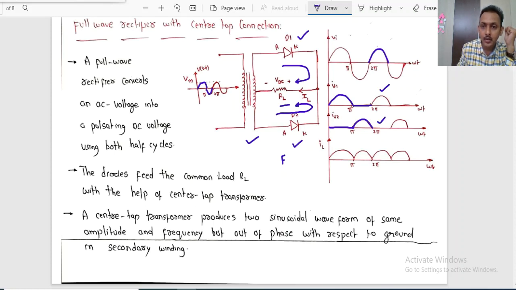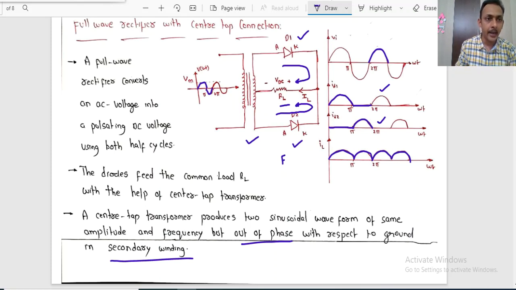Like this, at any point of time the current flows through the load resistor. It exists from 0 to pi, and from pi to 2 pi also it exists. Like this, we get the current through the load resistor RL. The purpose of this center tap transformer is to produce two sinusoidal waveforms of the same amplitude and frequency, but these waveforms will be out of phase with respect to the ground of the secondary winding. So this is about the circuit operation.